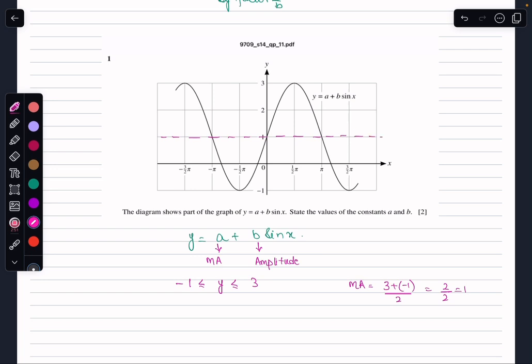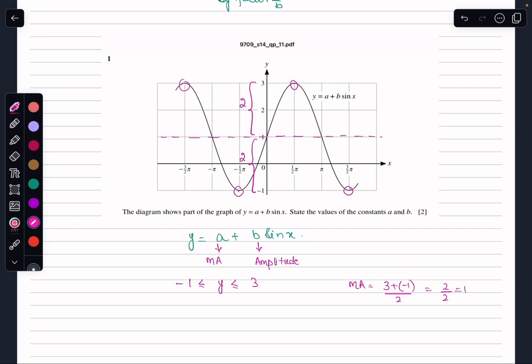From here, another thing that I note is that the maximum value on the graph is a 3 and the mid-axis value is a 1. And from 1, the minimum value, which is a negative 1, lies here. Positive 3 lies here, which is the maximum value on the graph. So from the mid-axis, I can see that the amplitude on both sides, above the mid-axis and below the mid-axis, is 2 units. So over here, this 2 unit amplitude has to be our b.